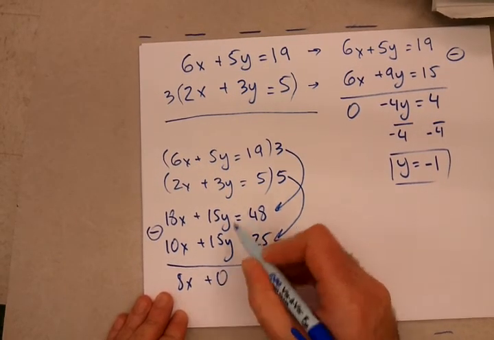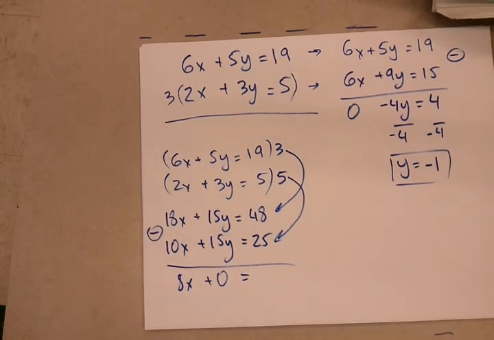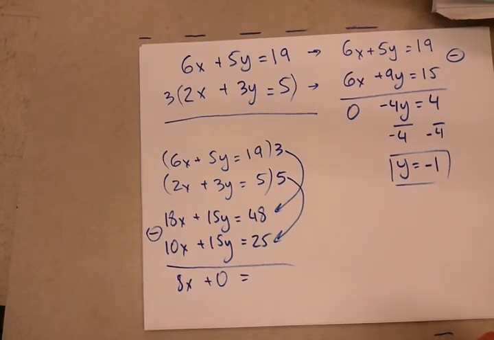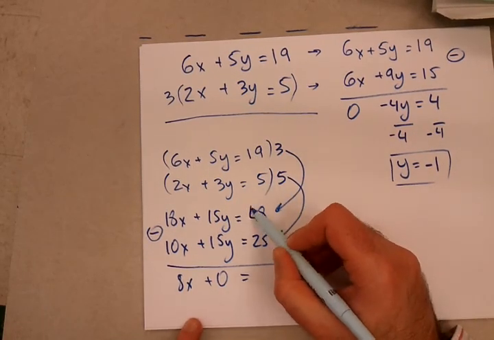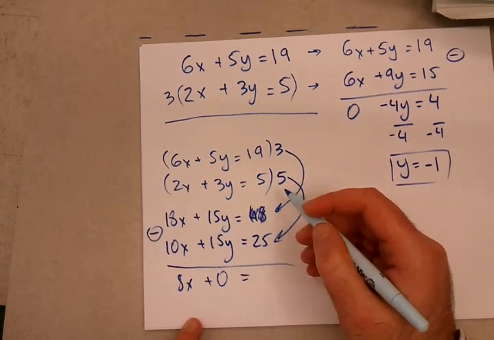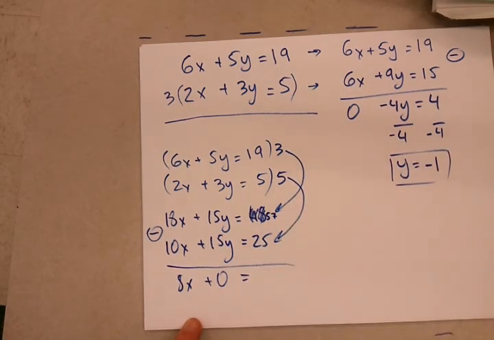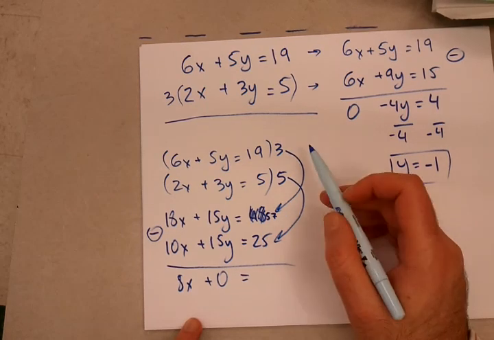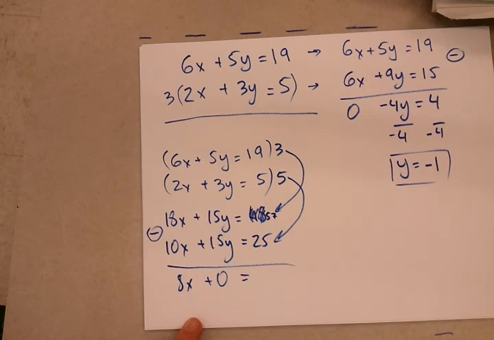8x plus 0 equals to 48 minus 25. Whoops. 3 times 19, that's not 48. So you can make mistakes once you get to big numbers as well. So that would be actually 57. Sorry about that. Yeah. Again, end of the day, my bad. So that would be now 57 minus 25.